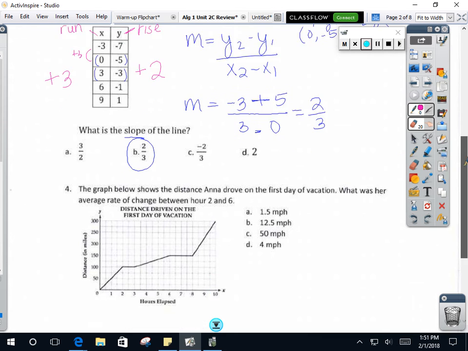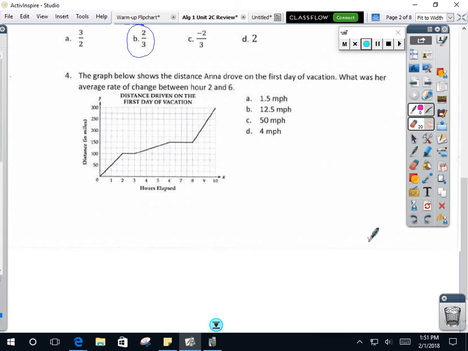Okay, number 4. The graph below shows the distance Anna drove on the first day of vacation. What was her average rate of change between hour 2 and hour 6? Okay, so the question is asking, what was her average rate of change? And average rate of change is the same thing as slope, right? So to figure this out, we're going to have to use the slope formula.